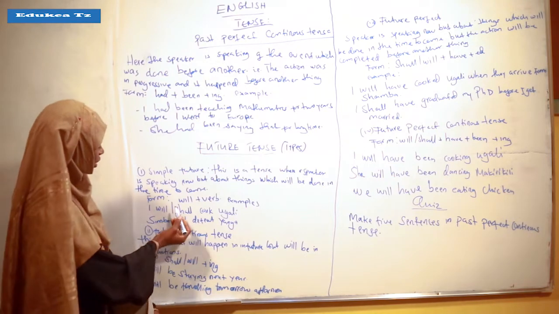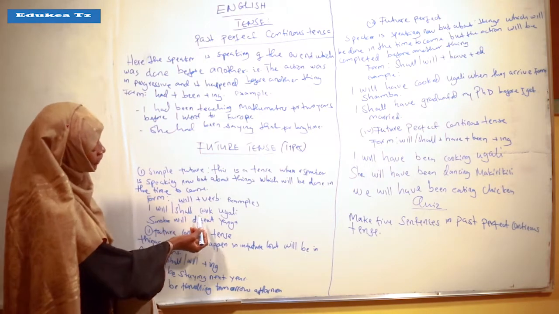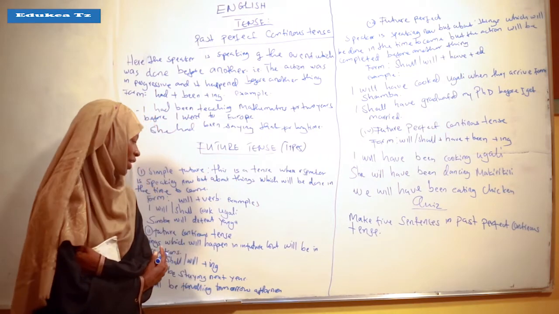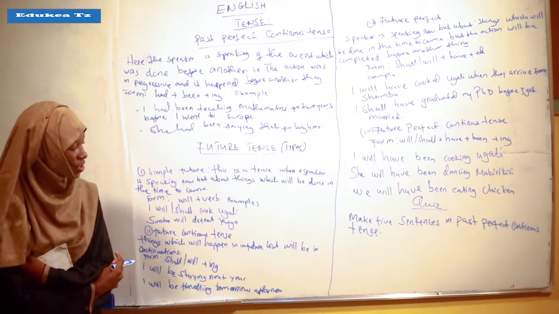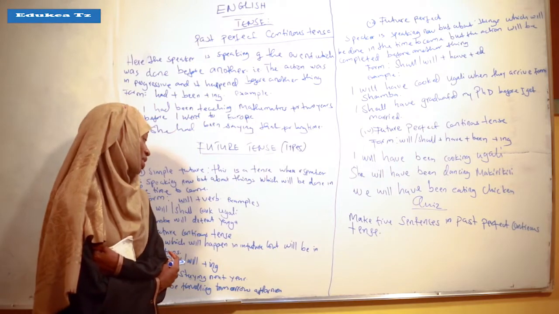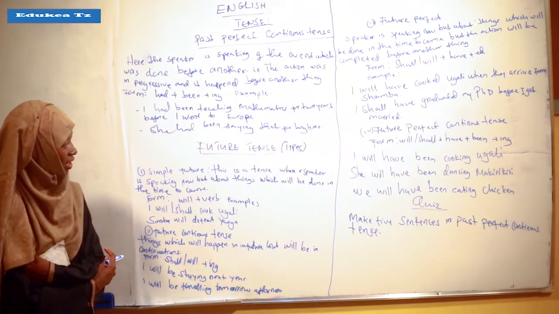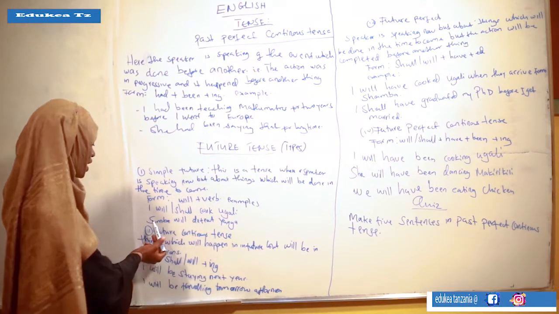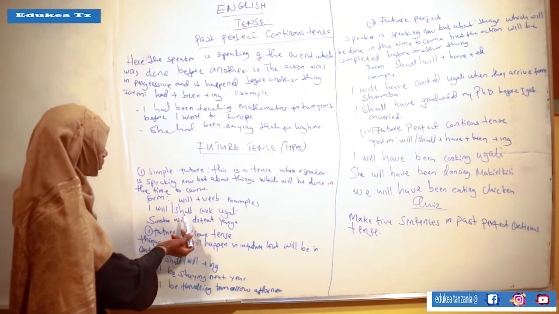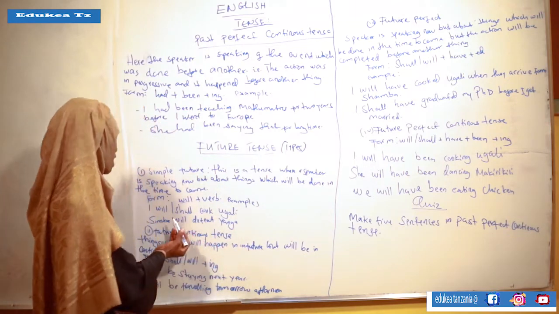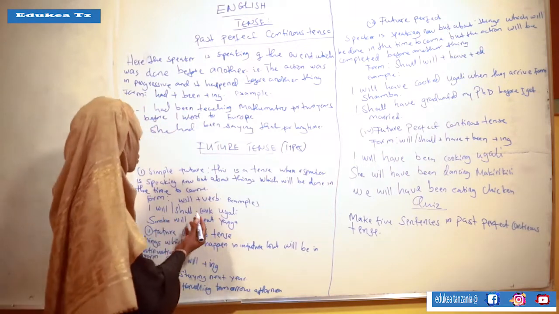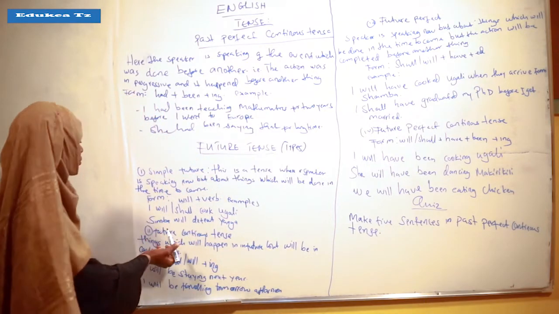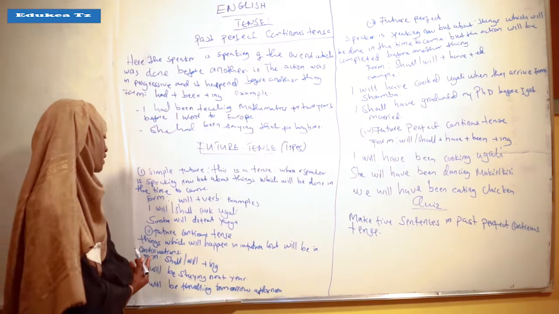Here we use will plus verb. The verb remains in the base form. There is no addition of ing or ed. The verb remains there. Example: I will or shall cook ugali. I will cook ugali, or I shall cook ugali. The next one is Simba will defeat Yanga.